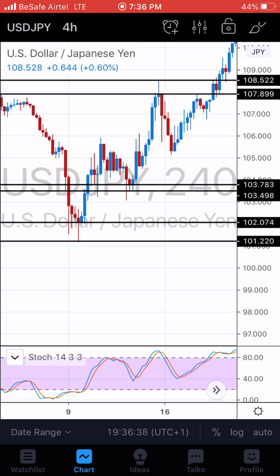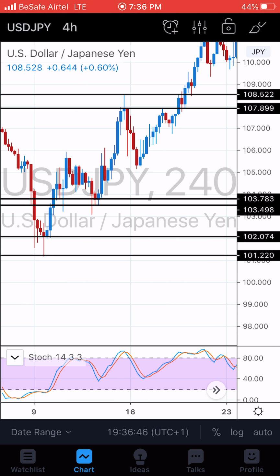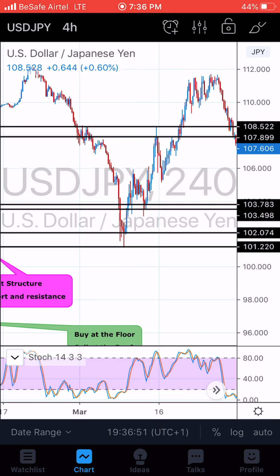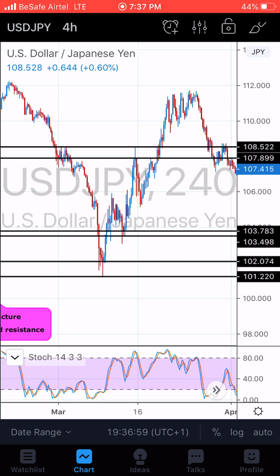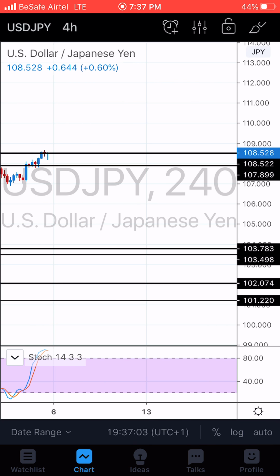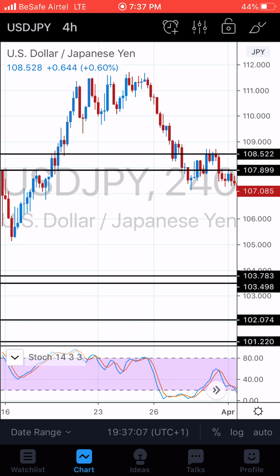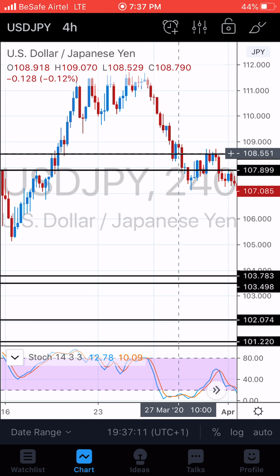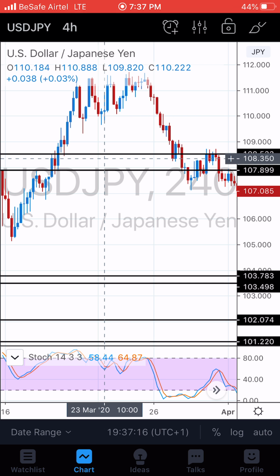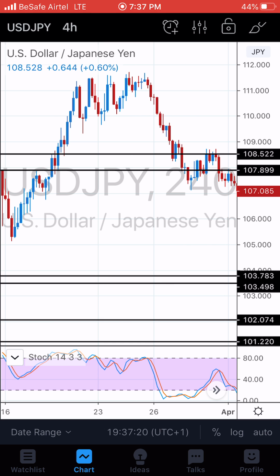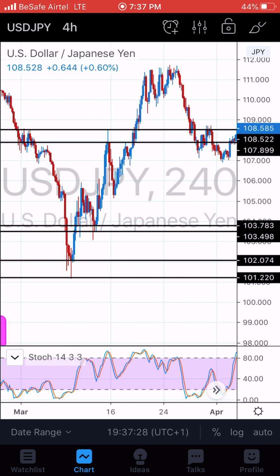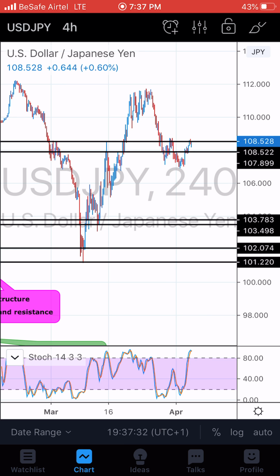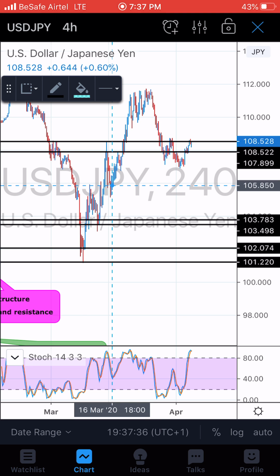Now, I place my structure lines where I see wicks. You don't want to put your lines on the body of the candle. Where you place your lines should be the wicks, because the wick indicates the highest point or the lowest point where the market has actually gotten to. As you can see, price tends to respect its structure. The market structure zones, price respects those areas. Lots of things are happening around this structure, and the market is currently there right now, so we should be careful about these zones.